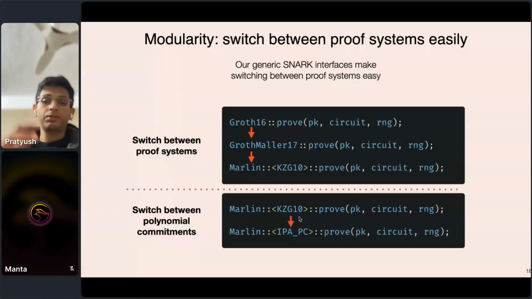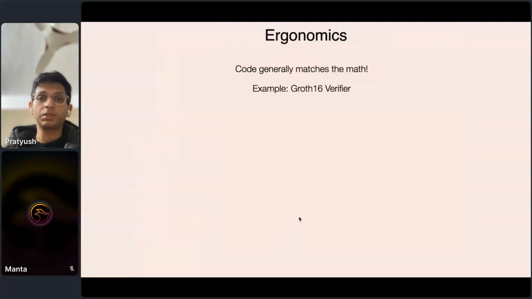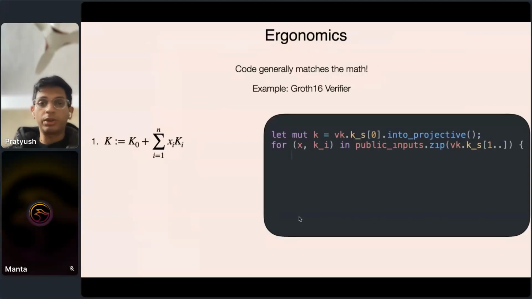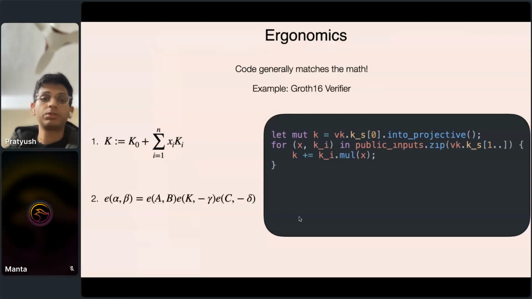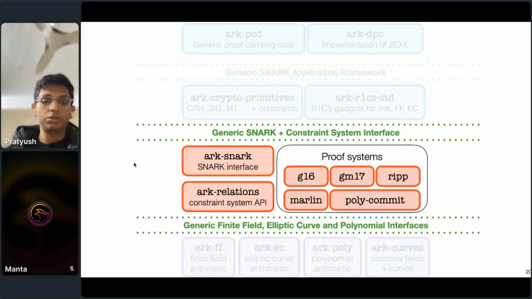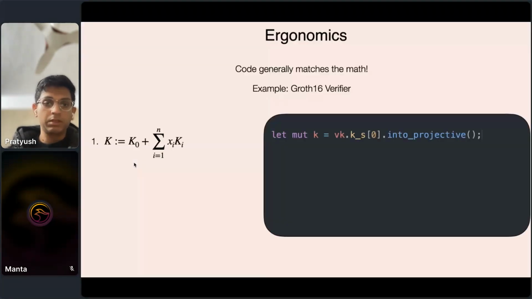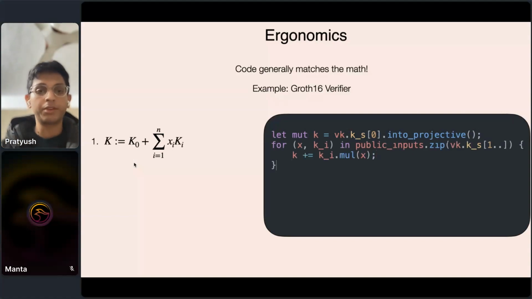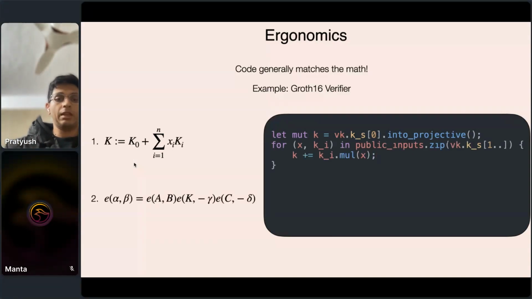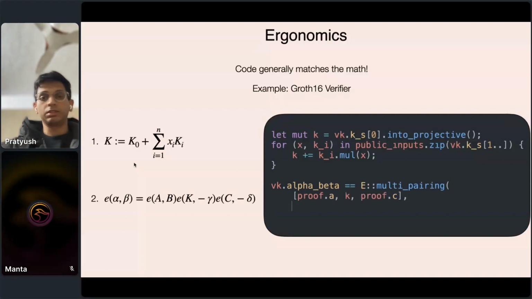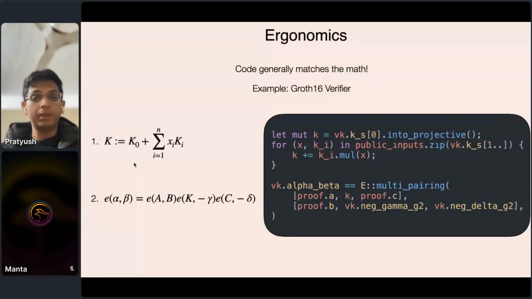At the level above, at the level of programming circuits, none of this makes a difference. That's completely oblivious to this level of the stack. And also the code, as I said before, matches very closely the actual mathematics, right? So these two steps basically define the Groth16 verifier. And as you can see, the code implementing the verifier basically matches these steps exactly.